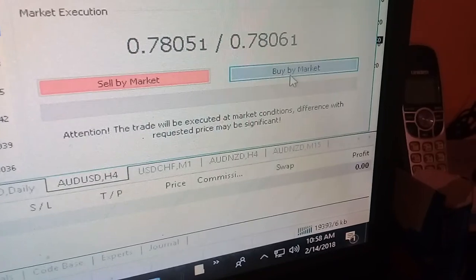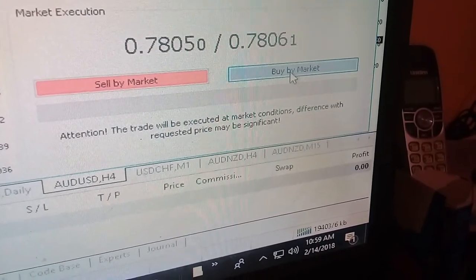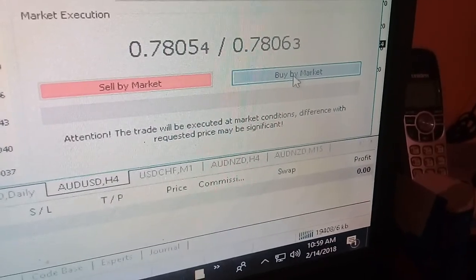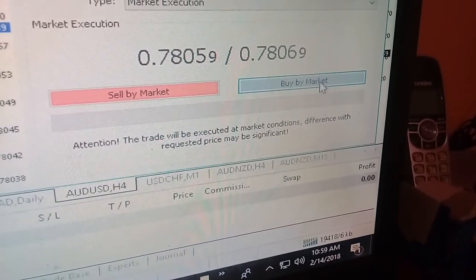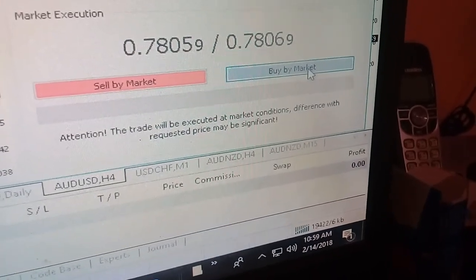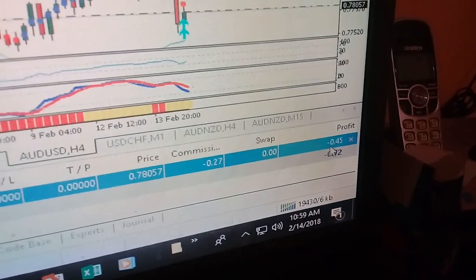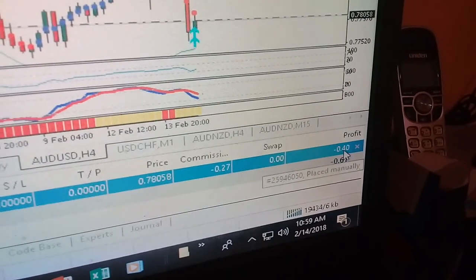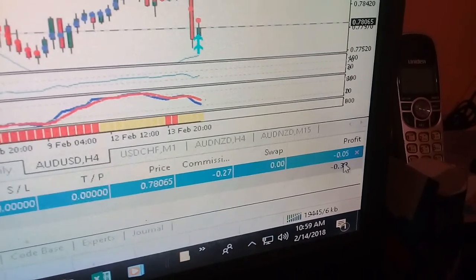So I'm going to dive in right about now. I anticipate that the green bar is going on a buy, so I'm going to press buy market. It sends me right into the market. So as you can see here, guys, I start off with a negative. Right, I'm going up top.